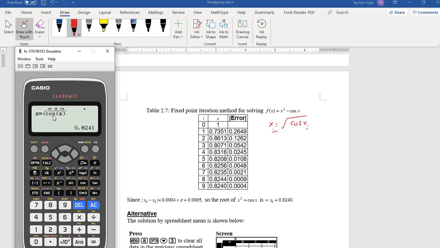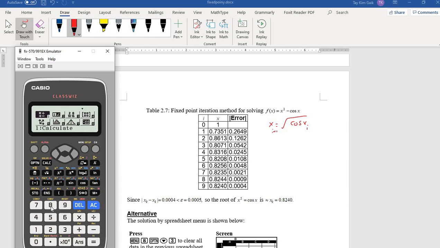You will get it because x equal means the value, for example, 8241 is stored in x. So when you calculate, when you equal, it's automatically in the memory. So you equal one more time to confirm. So this is the output. Okay, now we would like to show how to get this output using the spreadsheet menu.